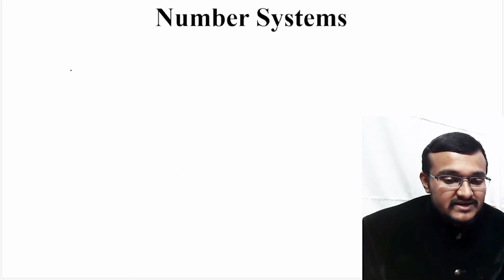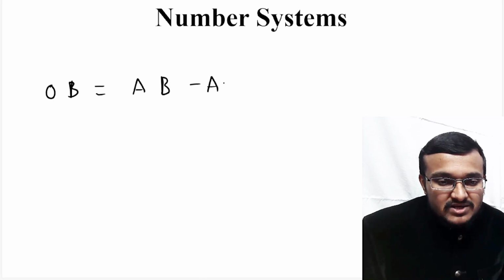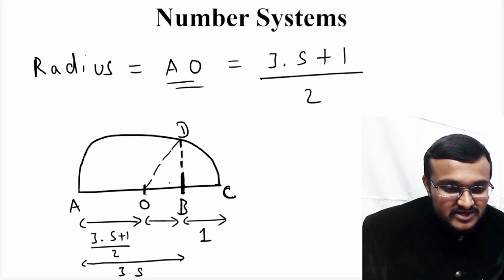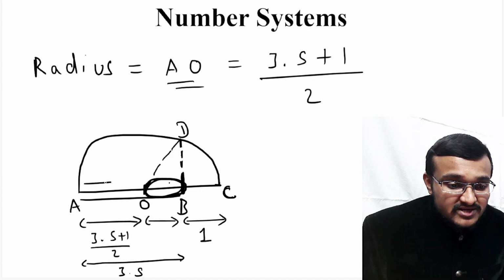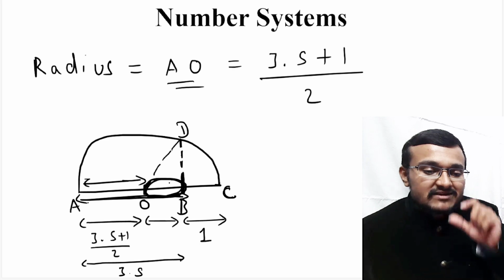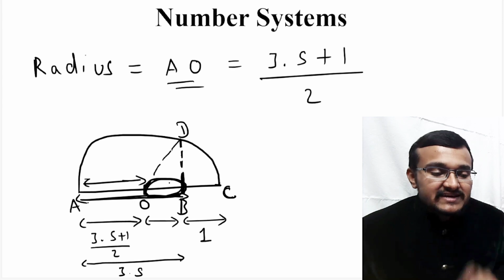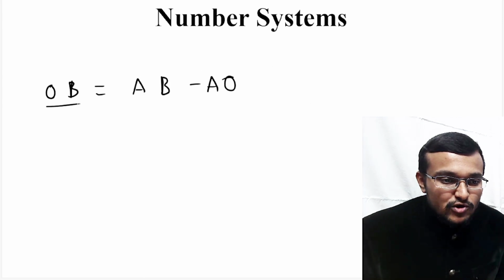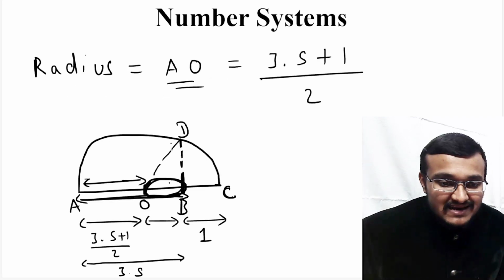In this figure, OB is equal to AB minus AO. If you want this OB value, you have to subtract AO from the AB value. That is AB minus AO. When you do AB minus AO, you will get OB, because I want OB in order to calculate the length of BD. So here we have OB and OD and DB.